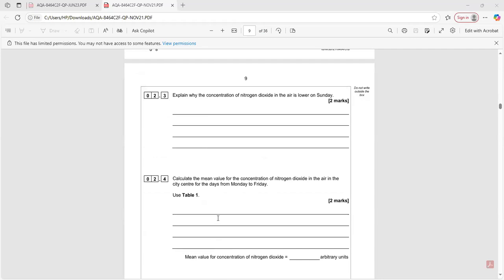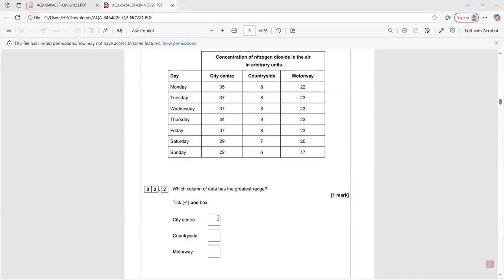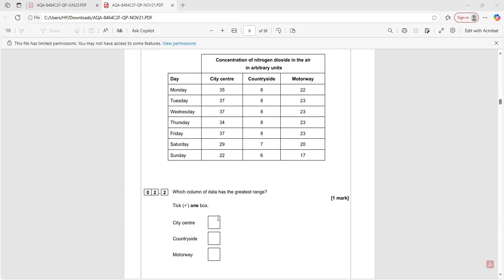Okay. So next, explain why the concentration of nitrogen dioxide in the air is lower on Sunday. Come on, Sunday, fewer people are out there, right? It's not like a work day. Okay. Are there any other reasons you would like to suggest?